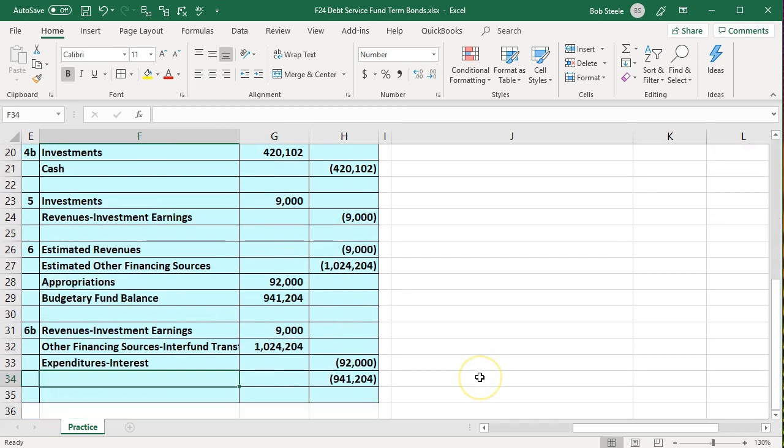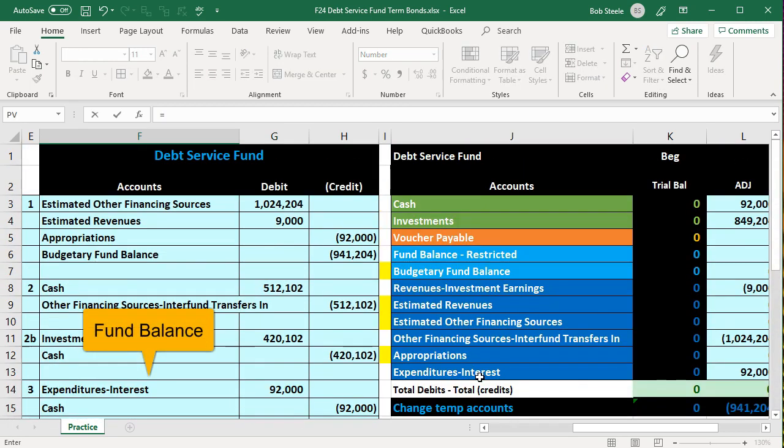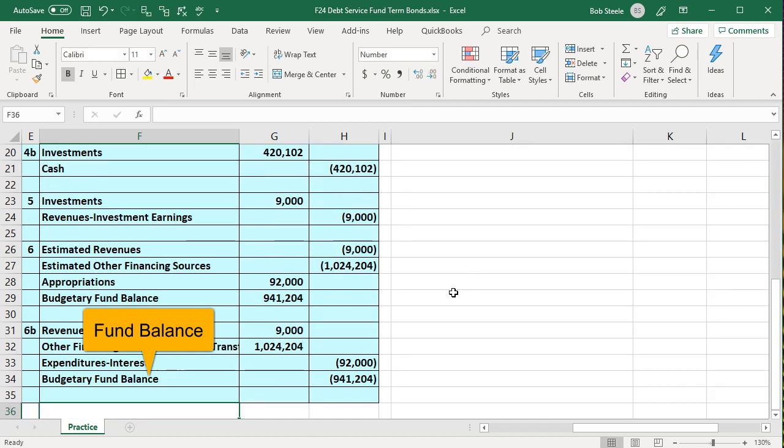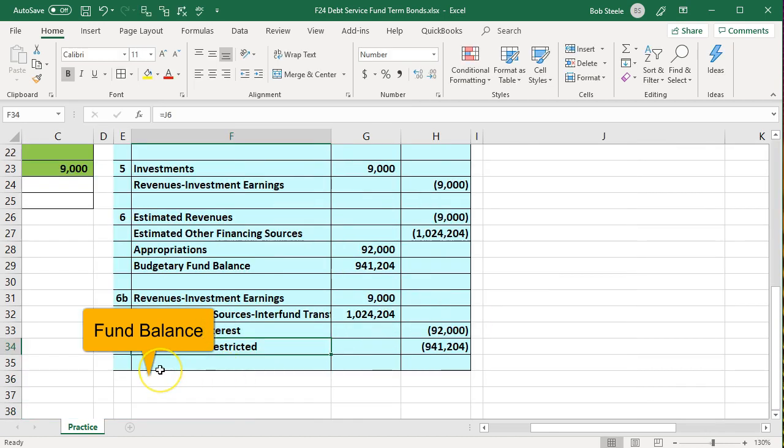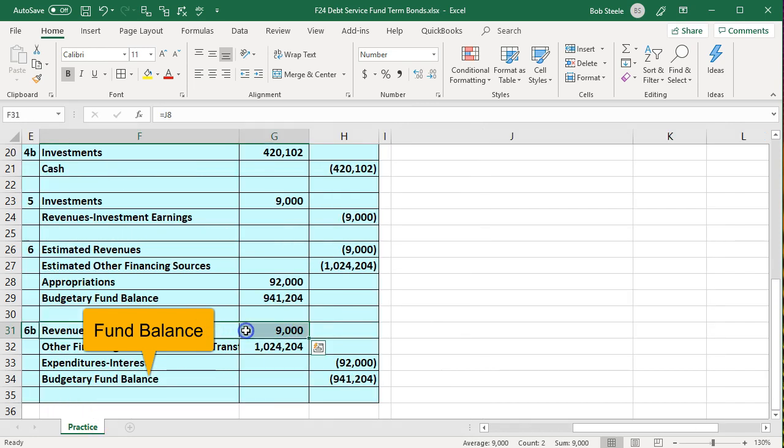So then this is going to go to the budgetary fund balance. This will be the budgetary fund balance. There we have it. This amount should actually be the fund balance, not the budgetary fund balance. We'll fix that in a little bit here. Let's post it now.